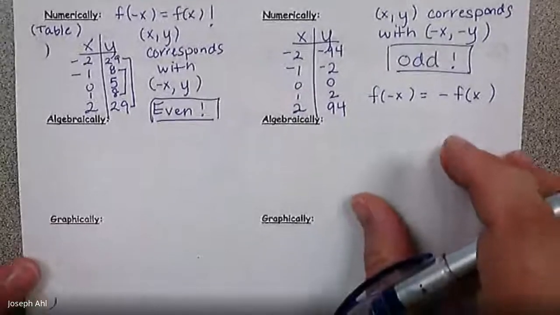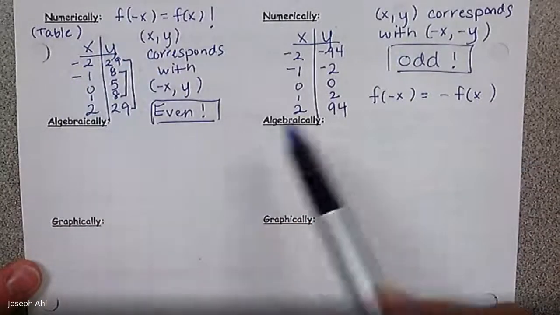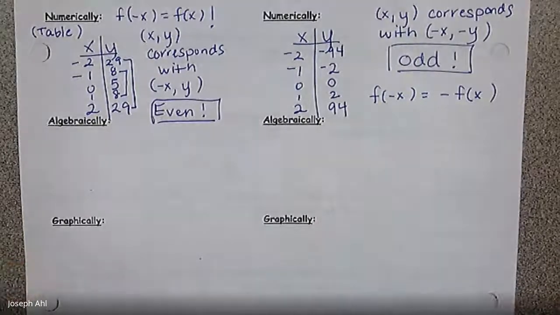So here's what we're going to be seeing as far as the table is concerned. This is what you'll see if it's an even function. And then on the other hand, this is what you'll see if it's odd. Let's talk about the algebra end of things then.